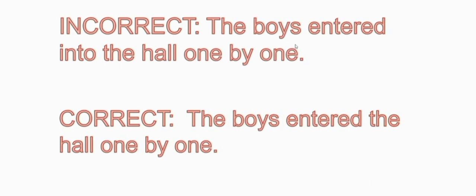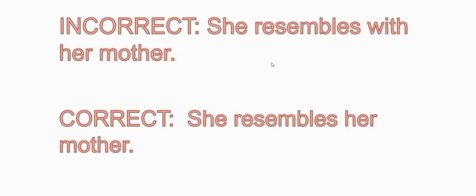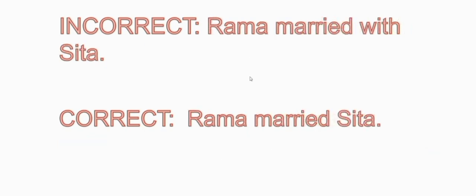The boys entered into the hall one by one. After the word entered, into should not come. Entered the hall is correct. The boys entered the hall one by one. She resembles with her mother. She resembles her mother is correct. With is wrong here. Rama married with Sita. Many students have the tendency to put with the word married. So this sentence is wrong. Rama married Sita is correct.